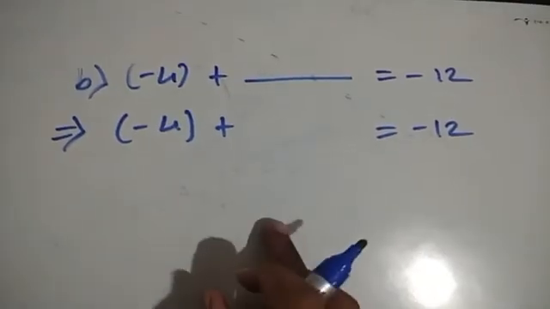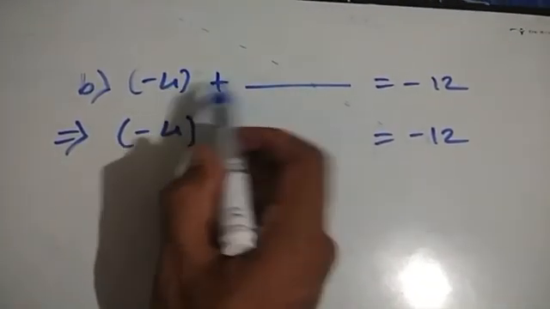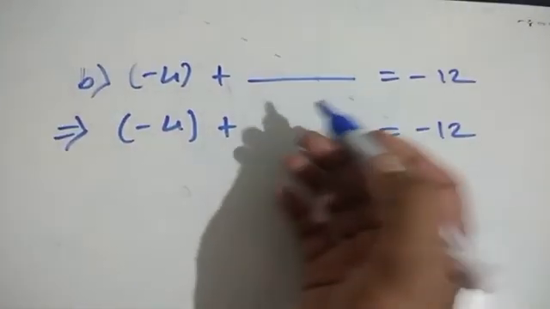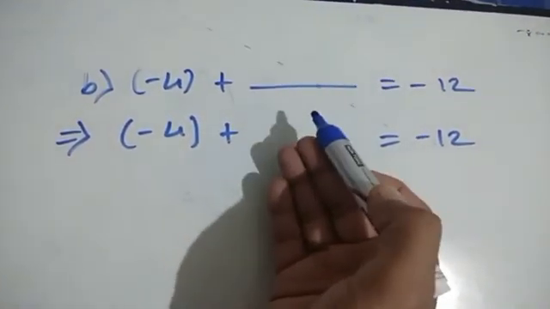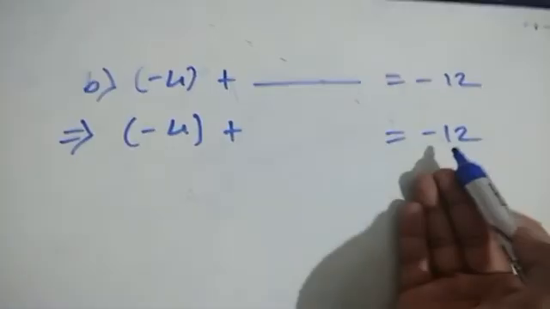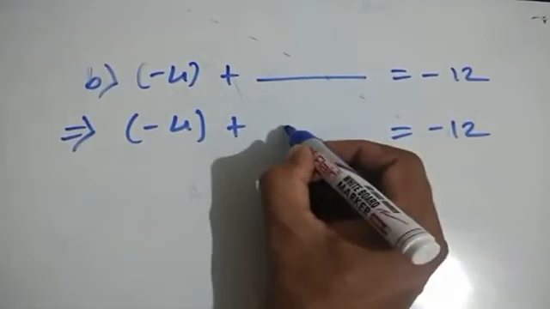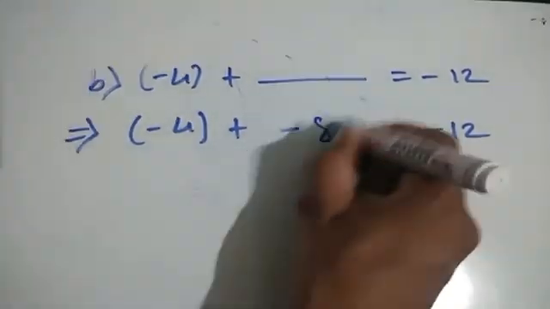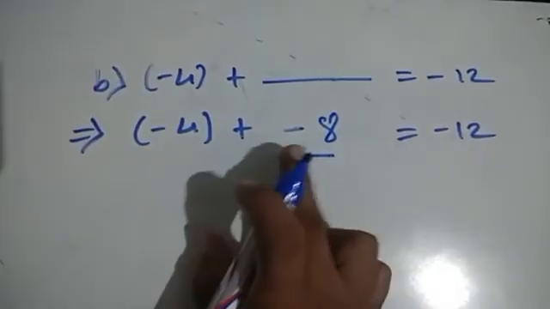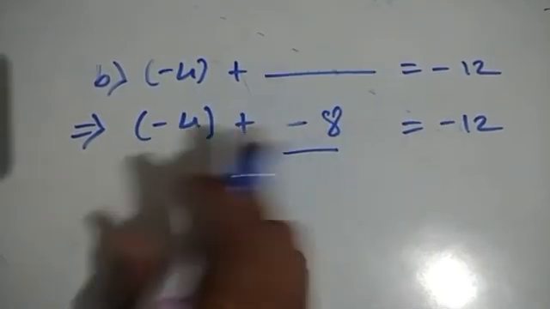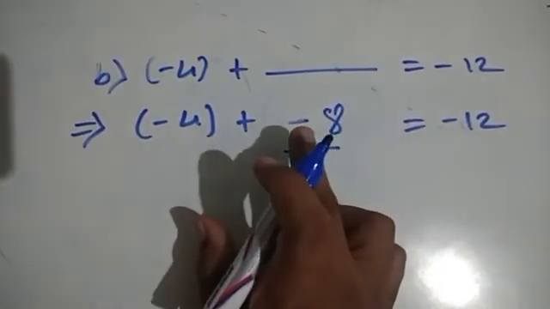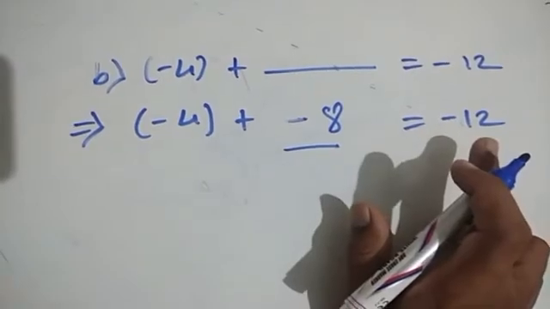See one more example. Minus 4 plus dash is equal to minus 12. So we need to find out one integer here. When we add that integer to this minus 4, we'll get the answer minus 12. So that integer will be minus 8. See here now, minus 8, minus 4. Both the integers are negative, so we can add them. 8 plus 4 is what? 12. And the greater number has a minus sign. Therefore, the answer will carry a minus sign.